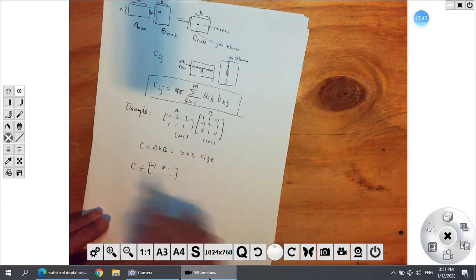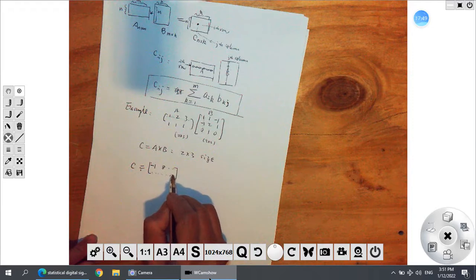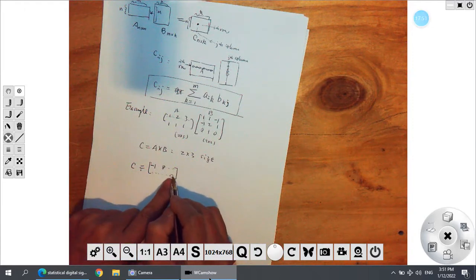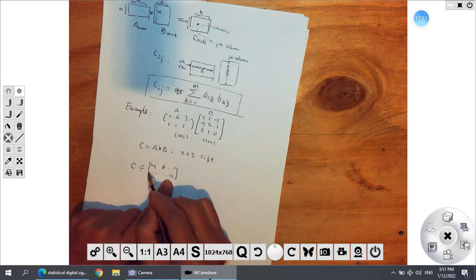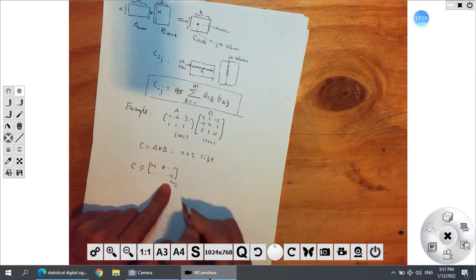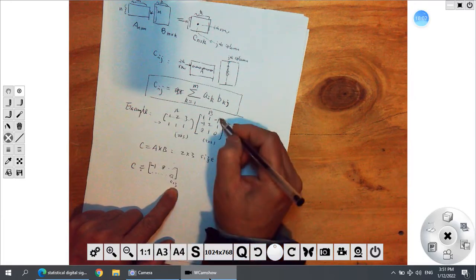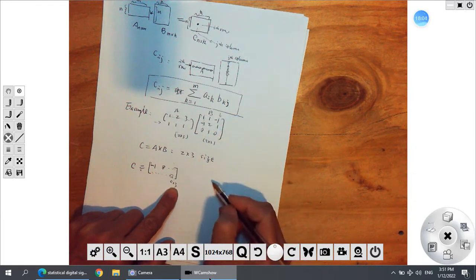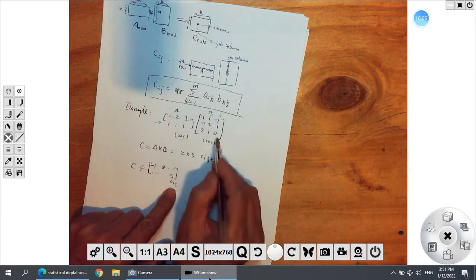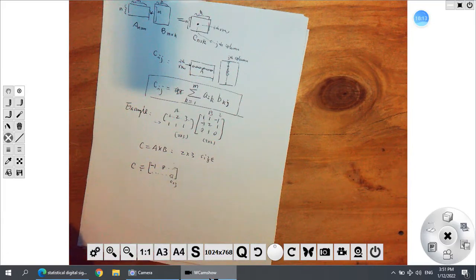If you are interested, you can finish all these elements the same way. Like this element, this is the second row, third column. Right, this is C2 3. Then you check the second row of A and the third column of B, element by element, do summation. Then you can have this value. Alright, this is the kind of calculation.